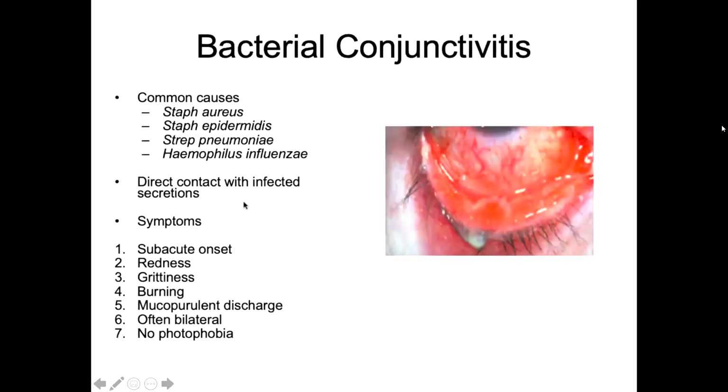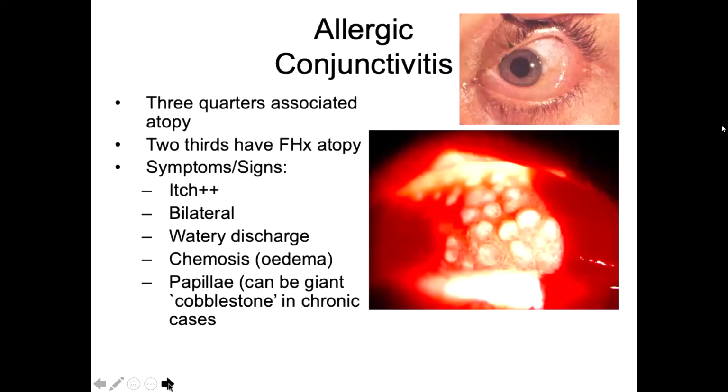Bacterial conjunctivitis, again, common causes: Staph aureus, Staph epidermidis, Strep pneumoniae, Haemophilus. So these are the commonest bacteria to cause bacterial conjunctivitis. And these are contagious. Others can get this, okay? So you have to be very clean and put the drops. The treatment is we give eye drops to reduce the inflammation, and antibiotics sometimes to reduce the secondary infection.